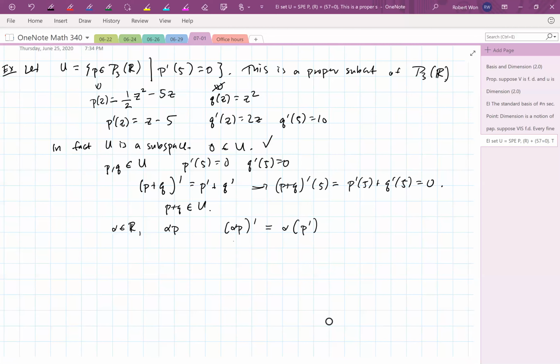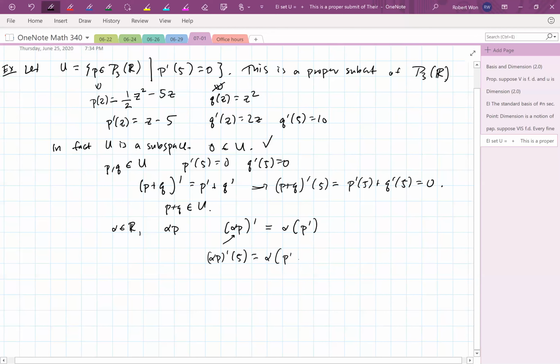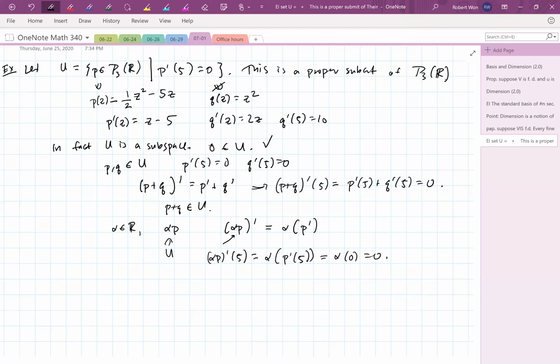Which means that if you look at this new polynomial, alpha P, and you evaluate its derivative at 5, it's the same thing as alpha times P prime evaluated at 5, which is alpha times 0, which is 0. So this polynomial alpha P also satisfies this property of having its derivative vanish at 5. So this shows that U is a subspace.